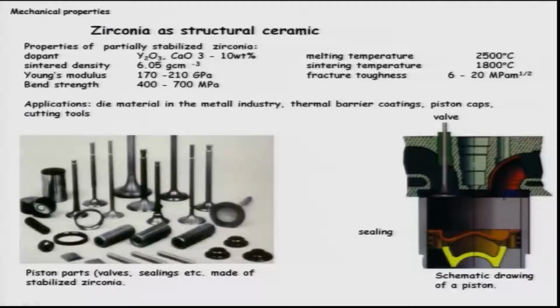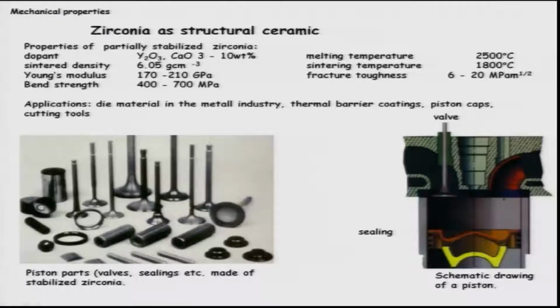Normally these are stabilized, and I will discuss what stabilized means, because that requires discussion of phase diagrams. Remember, it can be stabilized by yttrium oxide or calcium oxide or magnesium oxide, in very low amounts, 3 to 10%. Melting temperatures are very high, about 2500 degrees Celsius, which can very rarely be achieved, though you can achieve it in metals.